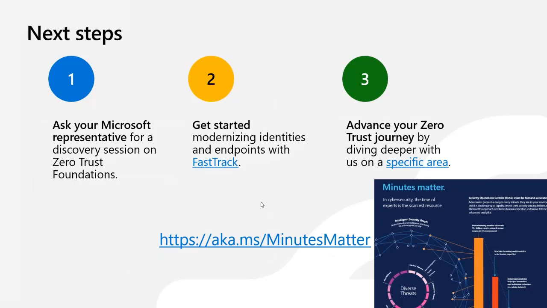One of the things that I would ask you to take a look at is what we call minutes matter. There's an AKA link there from Microsoft, aka.ms/minutesmatter. It basically is just talking about the timeline between when a breach could happen and how you're able to react to it. And minutes matter. Hence the need for things like policies and capabilities that are put in place that can also trigger automation.